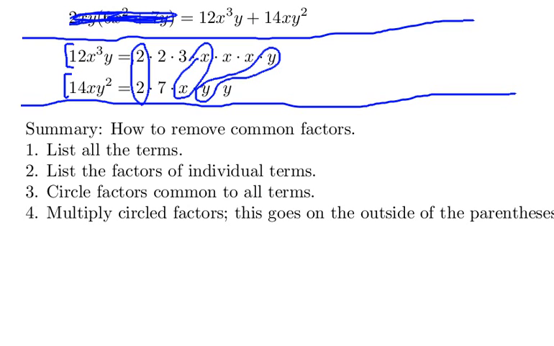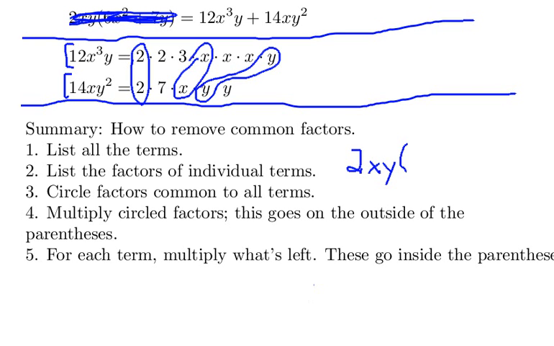Just a second. Okay, so I'm going to go ahead and do this by hand down here. So the circled factors, 2xy. I'm going to do it over here because I'm probably going to end up using this space down below. This goes on the outside of the parentheses. So now we have, for each term, multiply what's left. These go inside the parentheses.